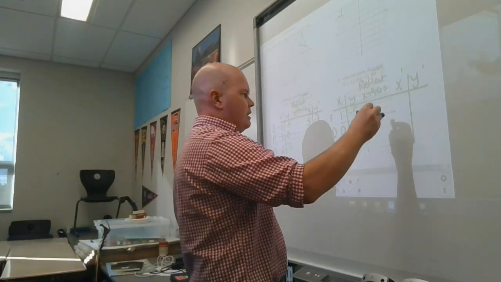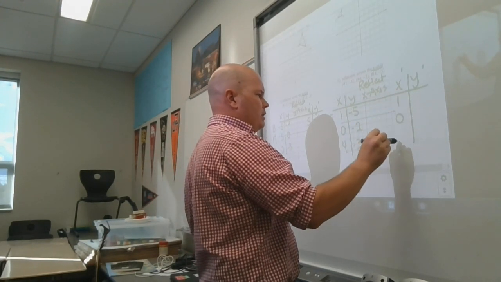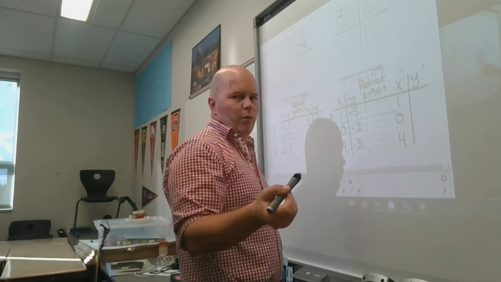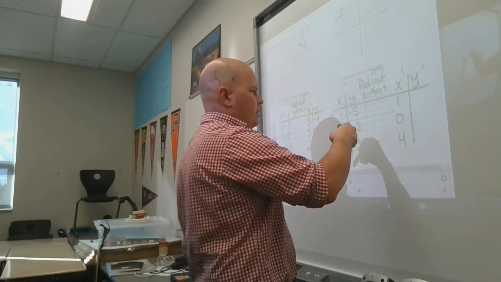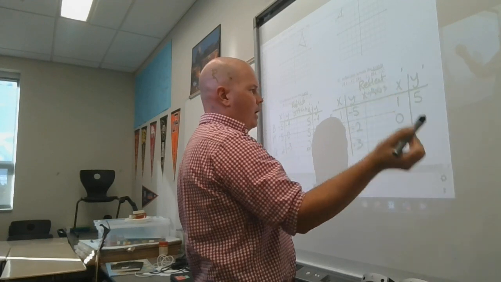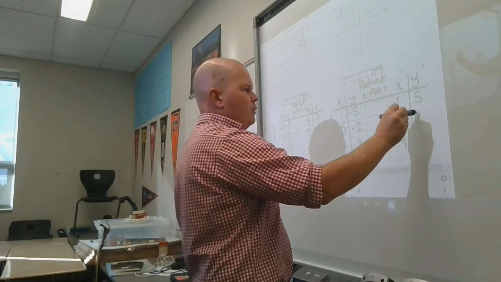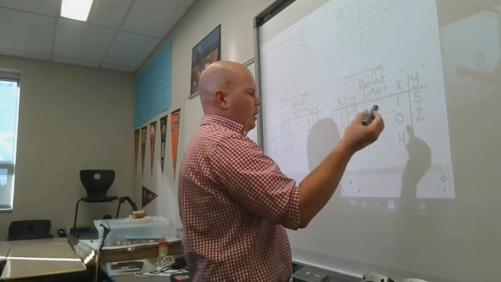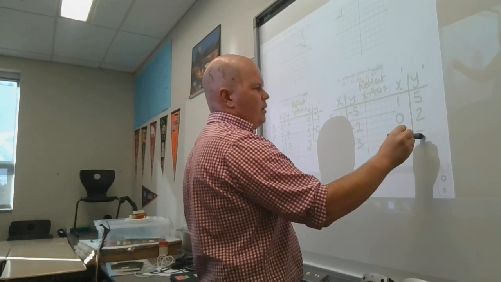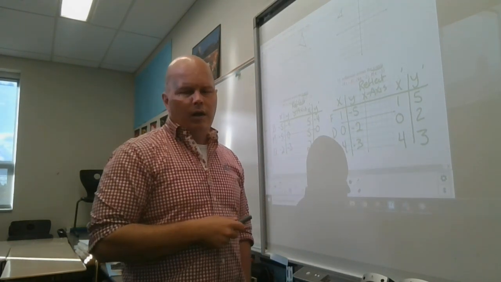So my x stays the same, so I'm just going to move my x's over, and my y's become their opposite. The opposite of -5 is +5. The opposite of -2 is +2. The opposite of -3 is +3. And we'd go from there.